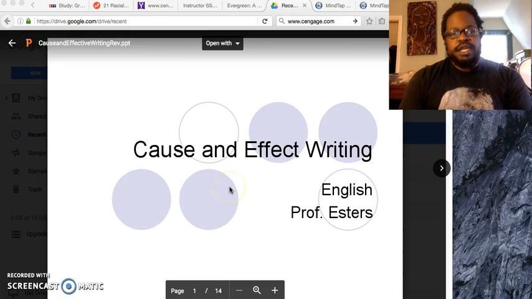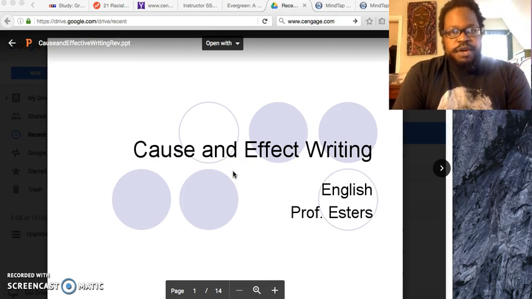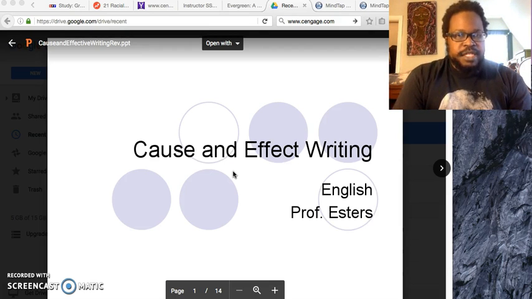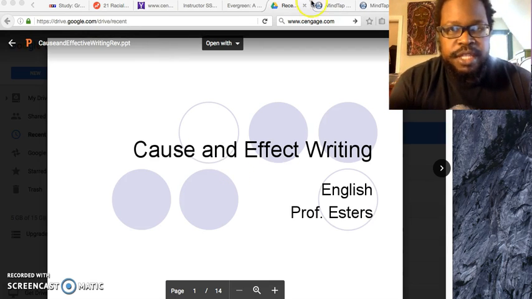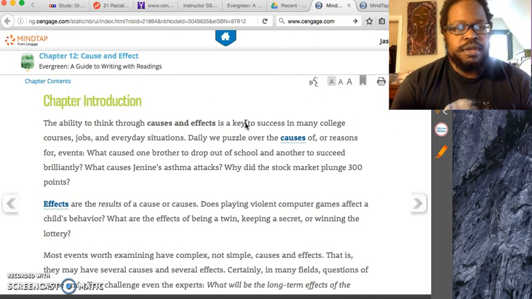You'll notice in the slideshow that I have below, it says cause and effect writing, but I want to start in a slightly different place. If we look at the Evergreen, I asked you all to do chapter 12 of the Evergreen, which deals with cause and effect writing. I think chapter 12 gives us a nice introduction to what cause and effect writing is. So let's take a look at that for a moment. And this is in the chapter introduction.